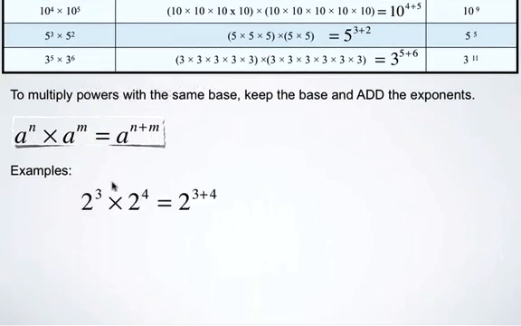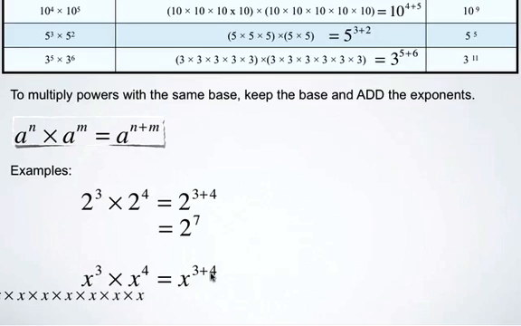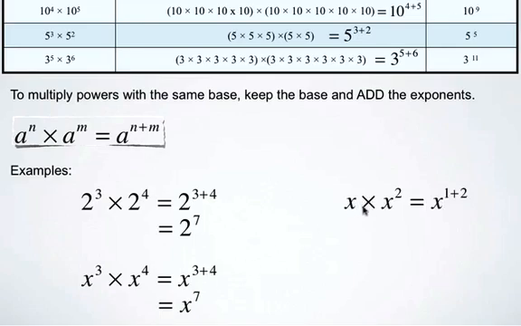Here are some examples. 2 to the 3 times 2 to the 4 is equal to 2 to the 3 plus 4, or 2 to the 7. X to the 3 times x to the 4 is equal to x to the 3 plus 4. That's the same thing as saying x to the 7. X times x to the 2 is equal to x to the 1 plus 2, which is x to the 3.